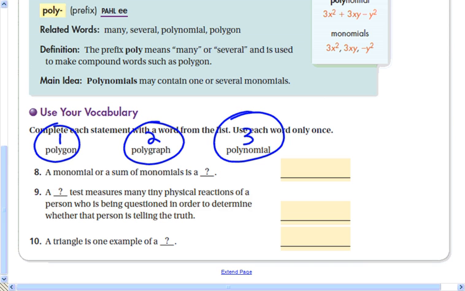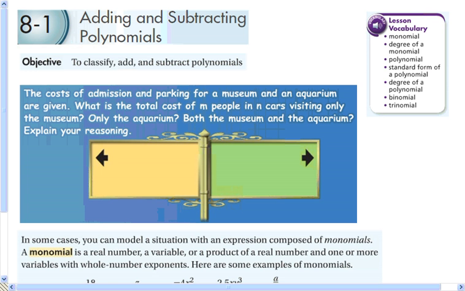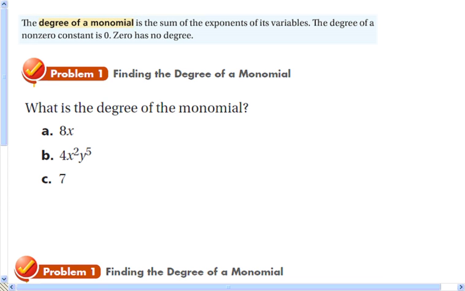A monomial, or a sum of monomials, is a polynomial. That's 3. A polygraph test measures whatever. A triangle is one example of a polygon. So the prefix poly actually means any number. And we're going to have some more specific definitions coming up here for different types of expressions. So we're going to learn how to classify, add, and subtract polynomials.